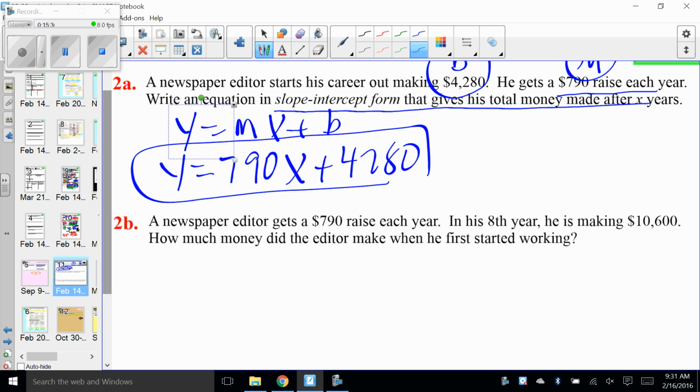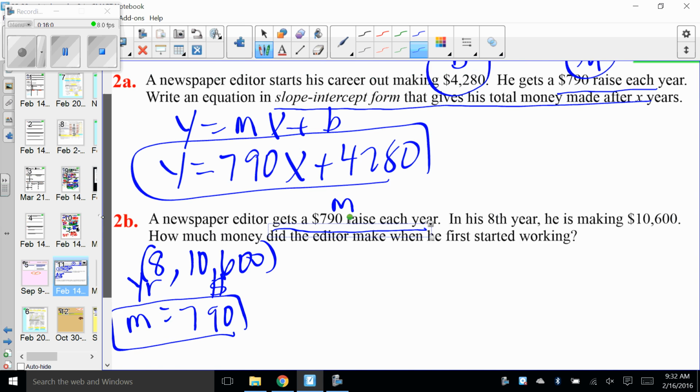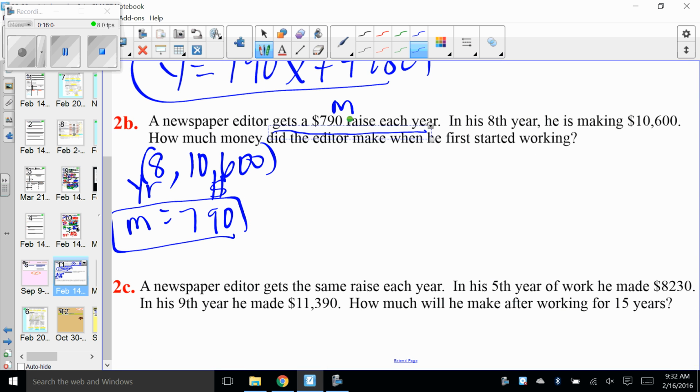Now this time, let's say the editor gets a $790 raise each year. There's your slope. In his 8th year, he makes $10,600. So here is my year and the amount of money I make. There's my point. So my slope is 790. My point is 8, 10,600. Now up in 1B, what I did in that previous question is I used point slope form. This time I'm going to use the other form. So instead of using y minus y1, I'm going to use y equals mx plus b just to show you it works either way.